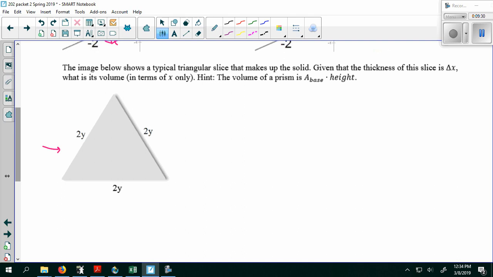Okay, so I want to find the volume of this triangular prism. The volume of a prism is the area of the base times the height. The height is delta x. So I need to find the area of this equilateral triangle. So let's see, I'm going to drop a perpendicular. So this is y. My hypotenuse is 2y. We'll call this h. So h squared plus y squared has to equal (2y) squared, which is 4y squared.